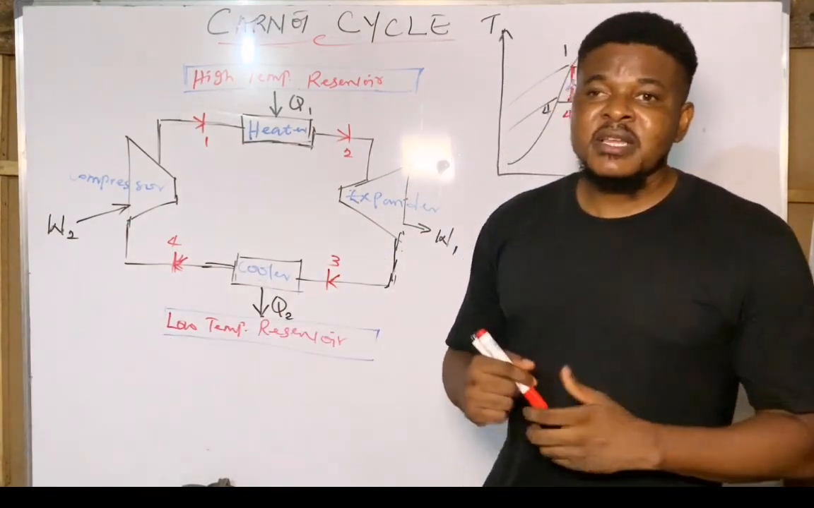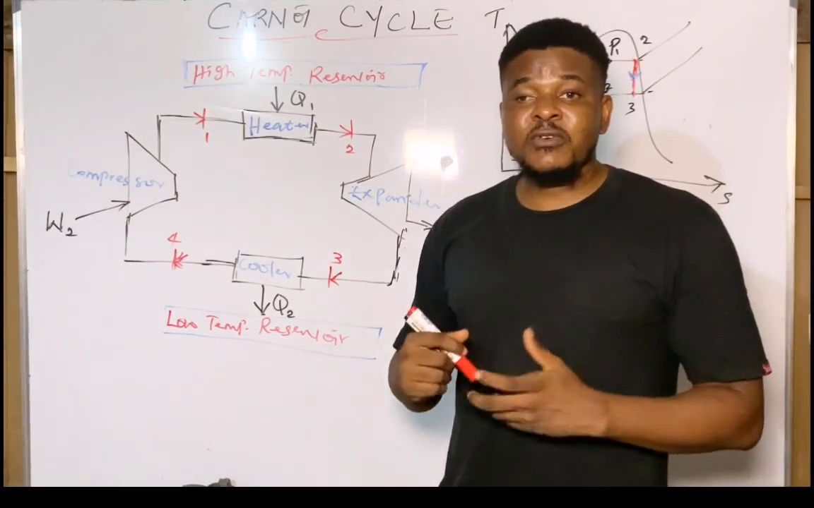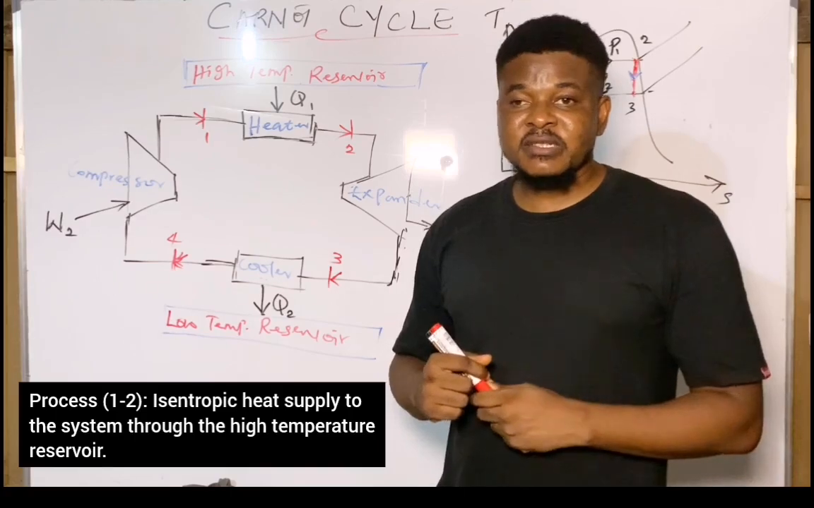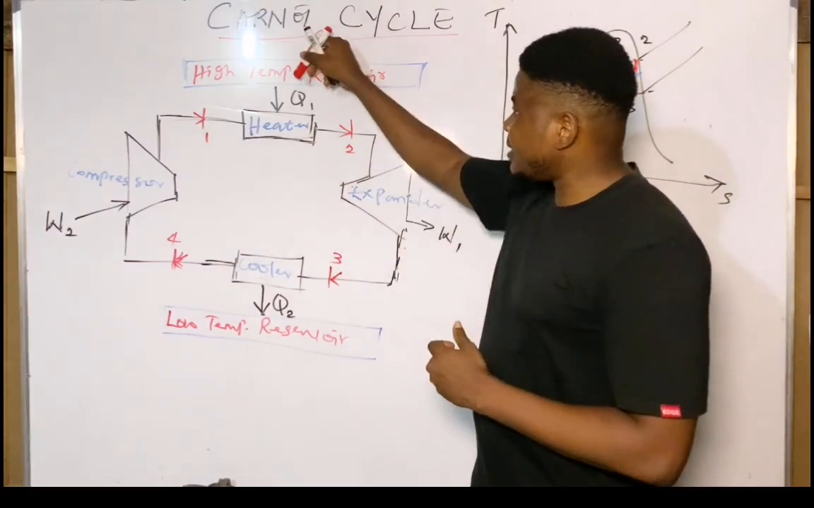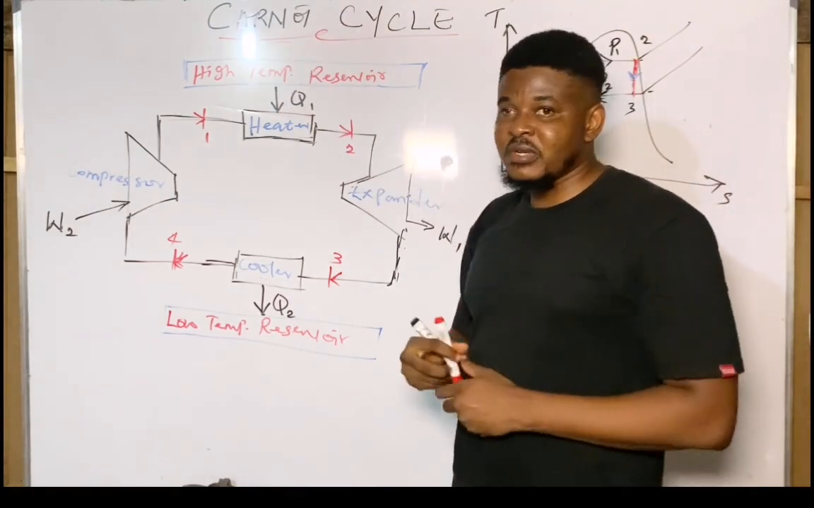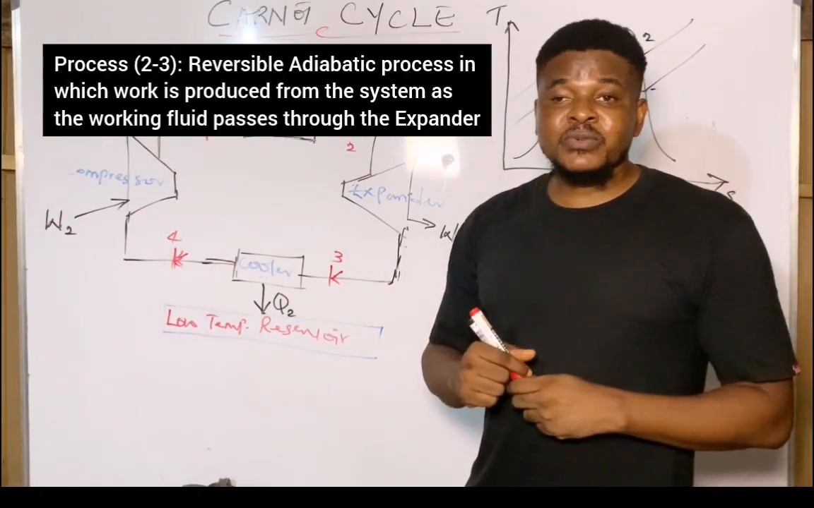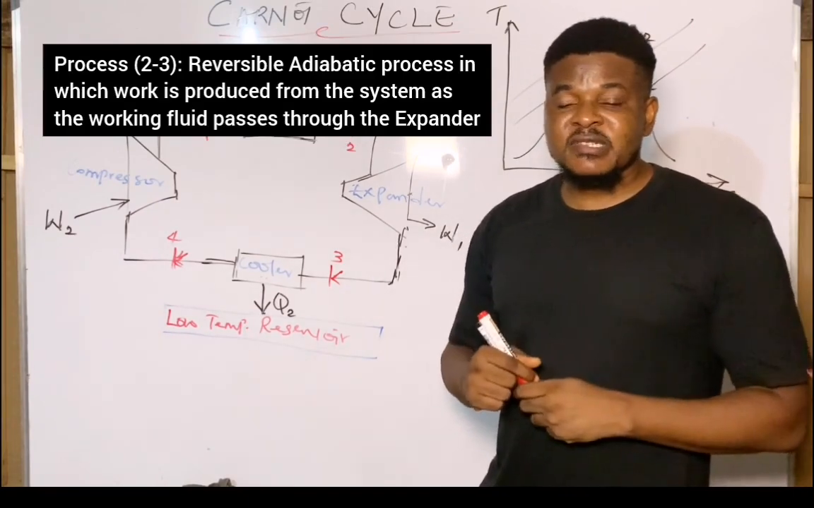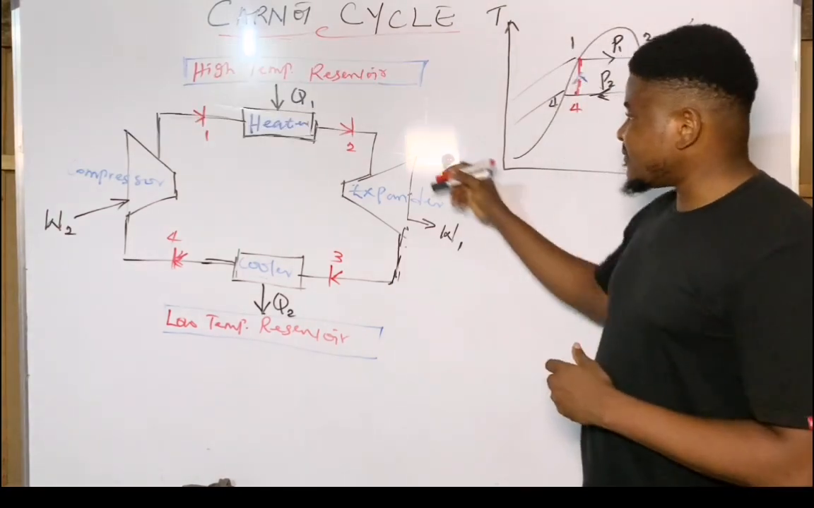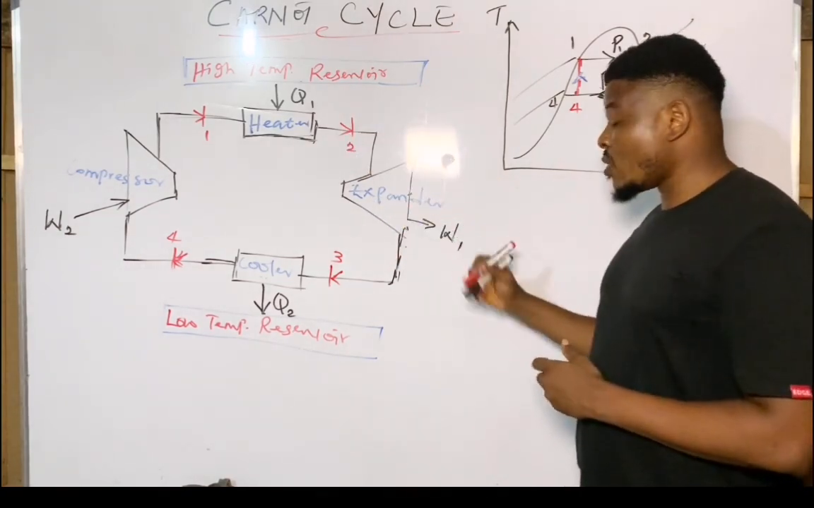Now, I mentioned that there are four processes that govern the Carnot cycle itself. The first process is isentropic heat supply to the system through the high temperature reservoir. That can be seen from here. So you see Q1, heat input into the system through the high temperature reservoir. The second process is reversible adiabatic process, in which work is produced from the system as the working fluid passes through the expander. So that can be seen from here, from state 2 to state 3. As the working fluid passes through the expander, work is produced.